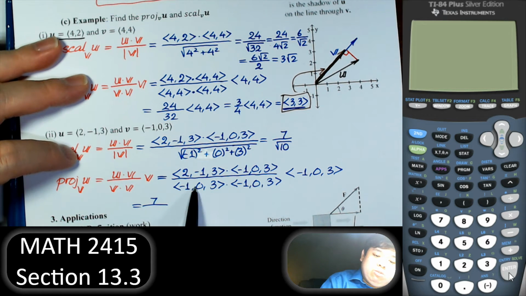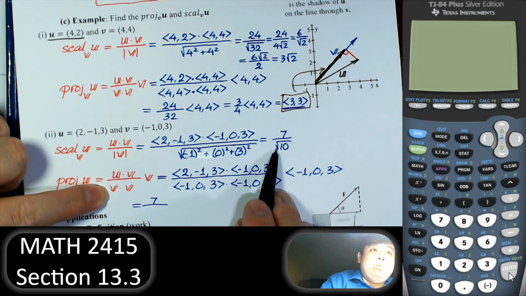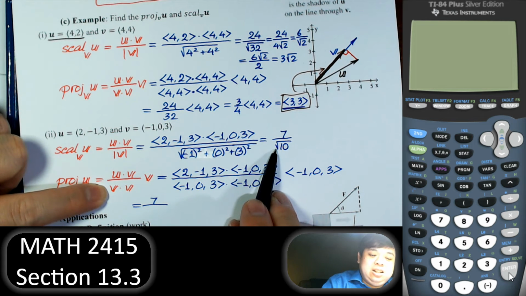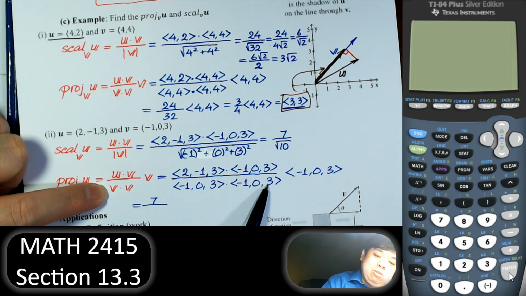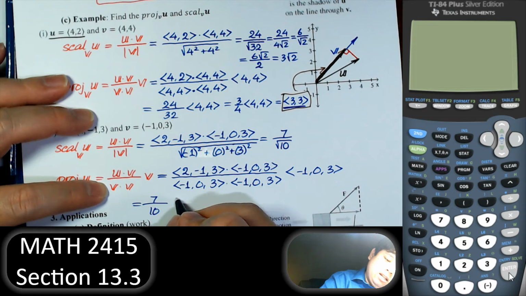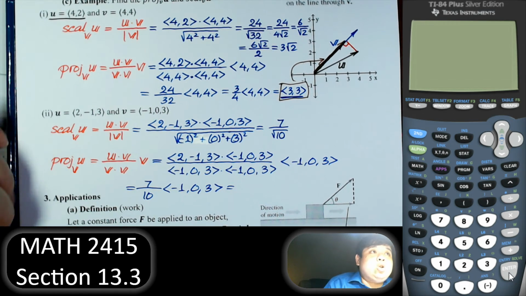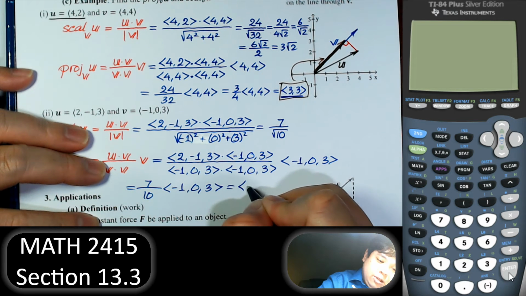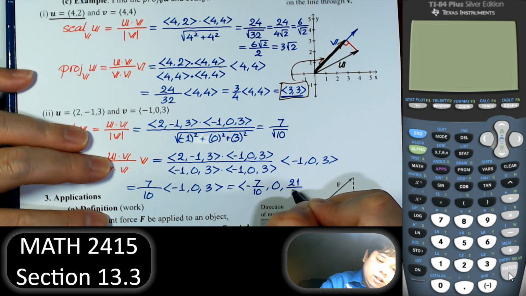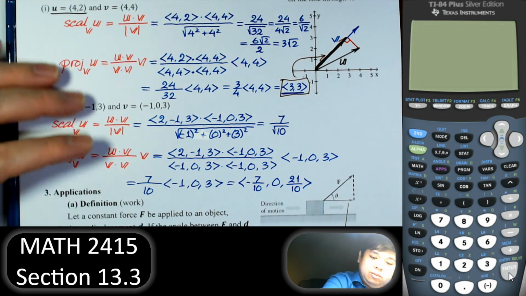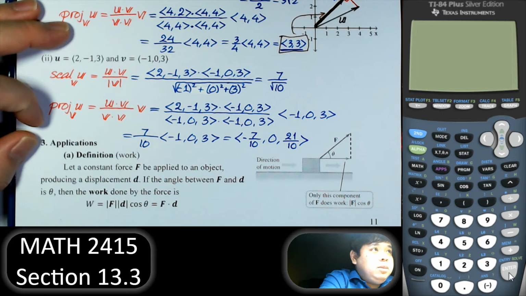And when we do the dot product of v with v, it's going to be the square of this, so it'll be 10, right? Or we just do -1 squared is 1 plus 9, so it's 10. And then times -1, 0, and 3. So that gives us -7 over 10, 0, and 21 over 10. Right.